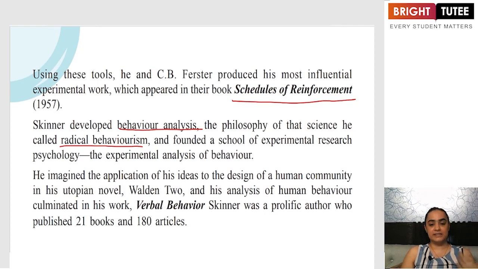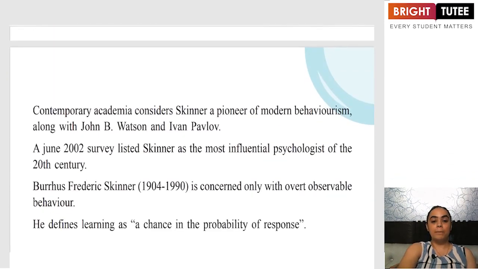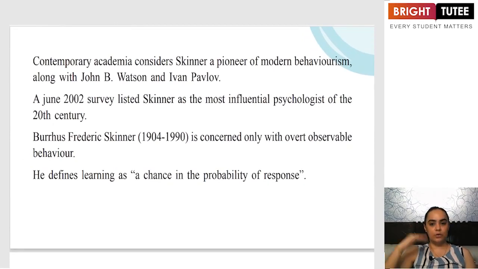He aimed at helping people with this learning theory, and one of his books, Verbal Behavior, shows Skinner to be a prolific author. Along with this, he published 21 books in total and 180 articles. So as I told you in the beginning, not only was he a psychologist, but also an author. Apart from that, Skinner was a pioneer, a master of modern behaviorism, along with John B. Watson and Ivan Pavlov. In a June 2002 survey, Skinner was listed as one of the most influential psychologists of the 20th century.